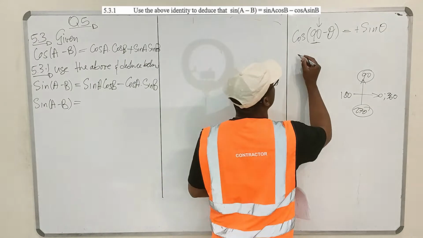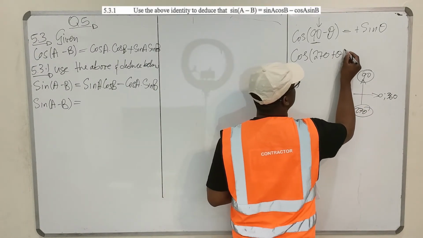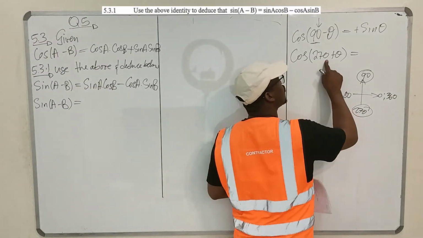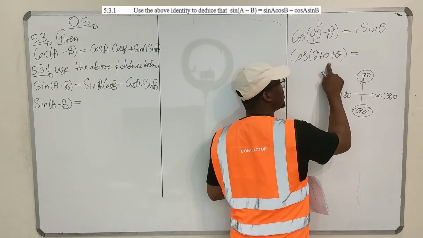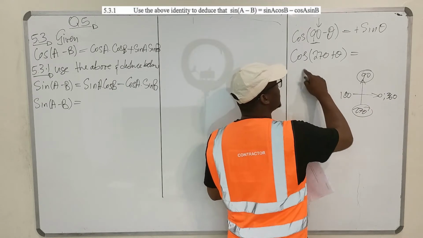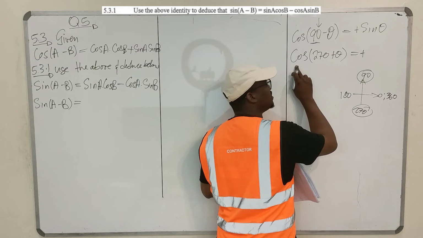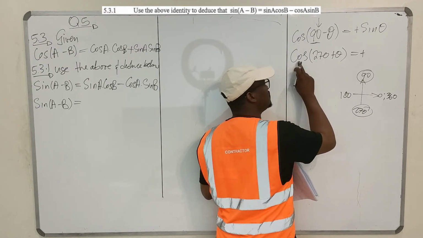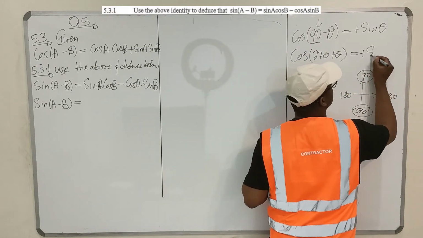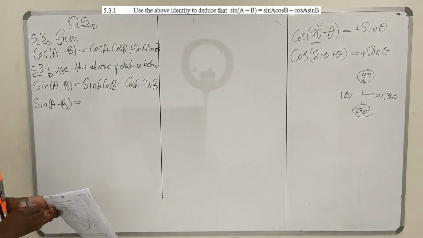Same thing. If you have cos of 270 plus theta, you ask yourself, which quadrant is 270 plus? 270 plus is in the fourth quadrant, right? What sign is your function? My function, cosine, is positive, right? Therefore, this function will change to its cofunction identity, which is sine theta. You know that.